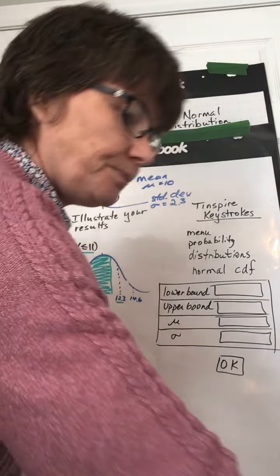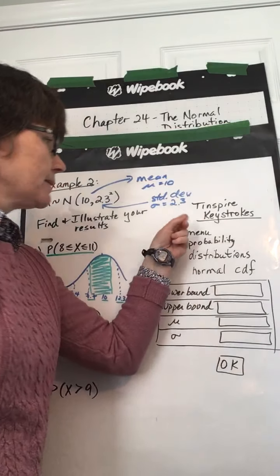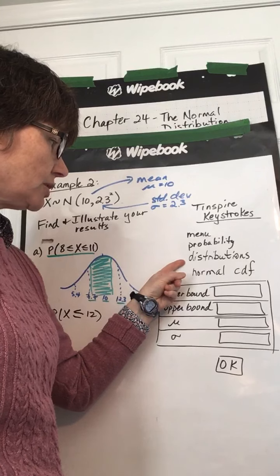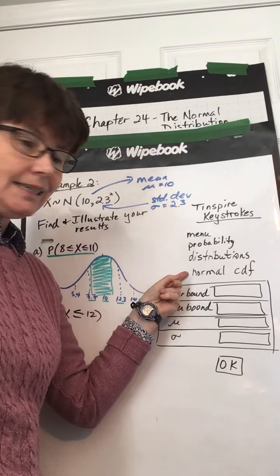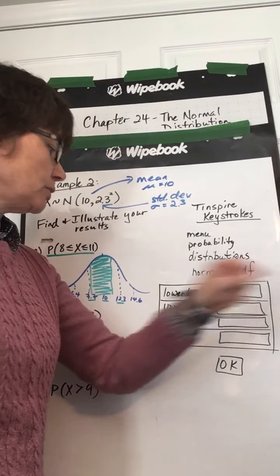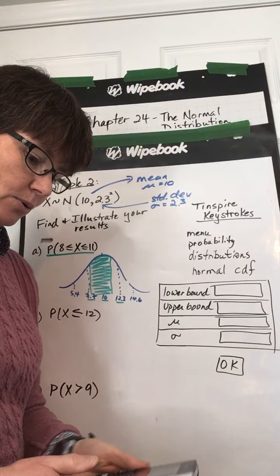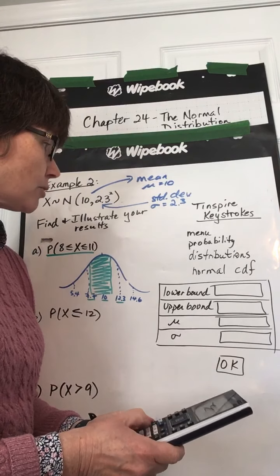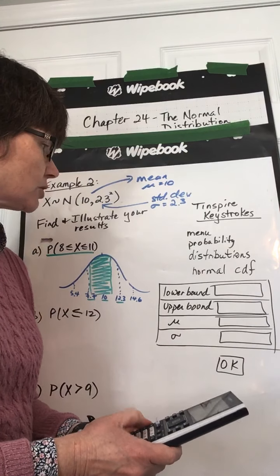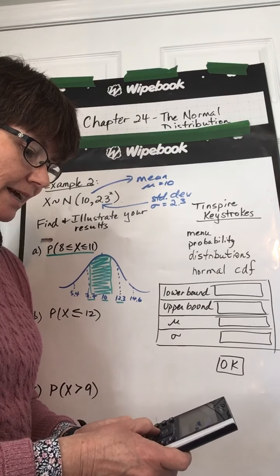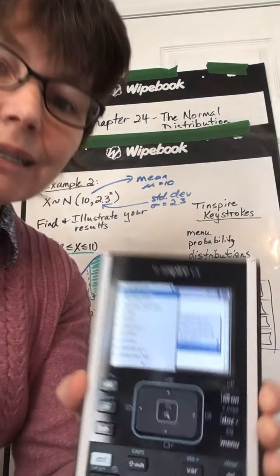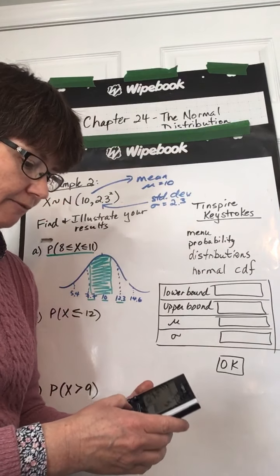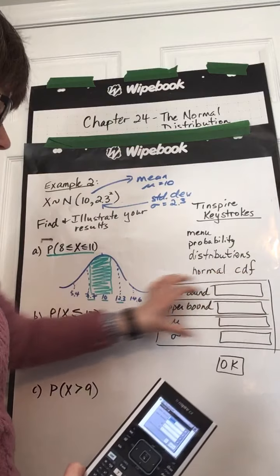So this is what we do. Keystrokes for the TI-Nspire are menu, probability, distributions, and then normal CDF, normal cumulative distribution function. I'm just going to do all this now. Menu, probability, distributions, normal CDF. You'll notice that there's also a normal PDF. Do not choose the normal PDF. We're only going to be using normal CDF. So choose that, and this pop-up screen appears.